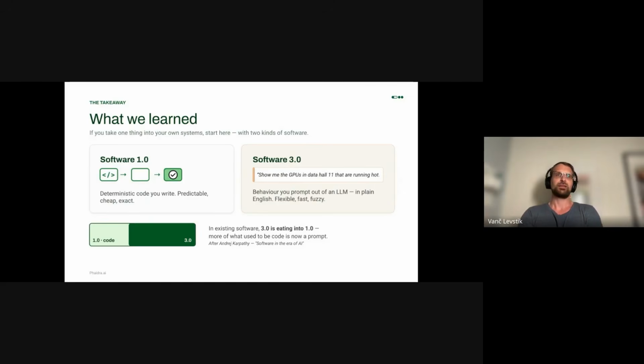Now, there's something about what we learned, and the part I want you to take back to your own work. It starts with a lens from Karpathy. Most of you have probably seen his presentation or his framing about this before. He talks about different kinds of software. Software 1.0 is deterministic code you write. It's predictable, exact, but a lot less flexible. On the other hand, we have software 3.0, which is basically a behavior you prompt out of an LLM.